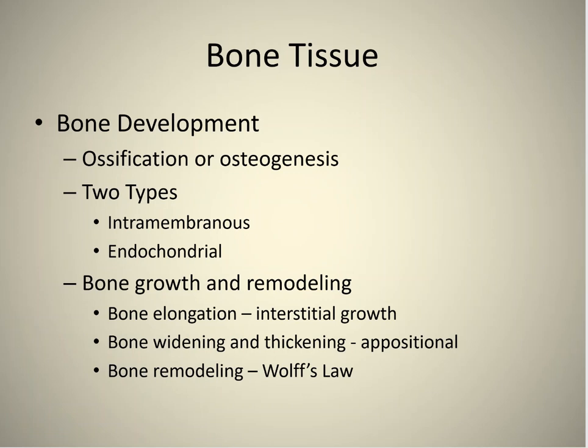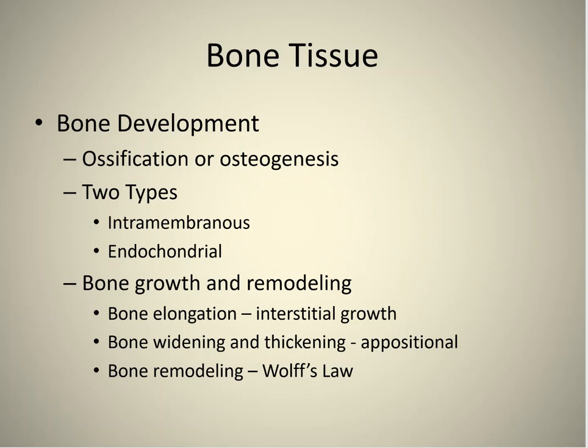So, bone development. This is slide 13. Two types of bone growth: intramembranous, endochondral. Intramembranous is from mesenchyme tissue, endochondral is from hyaline cartilage. Most bone is developed through endochondral. Only a few bones, like the skull bones and your clavicle, are developed by intramembranous.